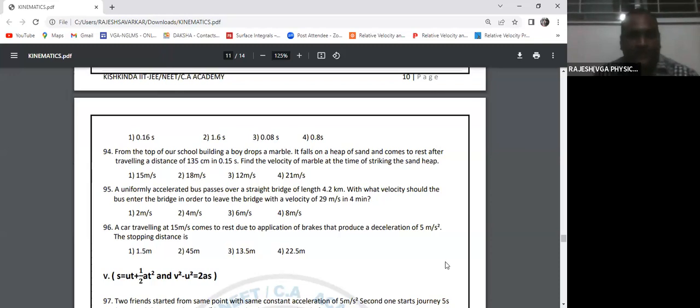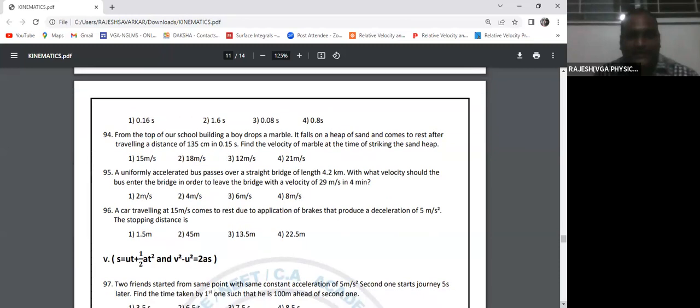A uniformly accelerated bus passes over a straight bridge of length 4.2 km. With what velocity should bus enter the bridge in order to leave the bridge with velocity of 29 meter per second in 4 minutes? This is also the same. s equal to u plus v by 2 into t. You don't know u, v they have given. So t is 4 minutes, 4 into 60.